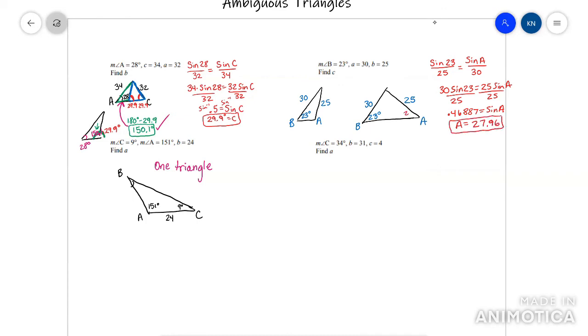So let's just call it 28 degrees to make things easier. So it could either be 28, or, if this is 28, this angle would have to be 28. Here's what you do. This whole green angle has to be 180 degrees, right? So you do 180 minus the 28 degrees. That'd be 152.